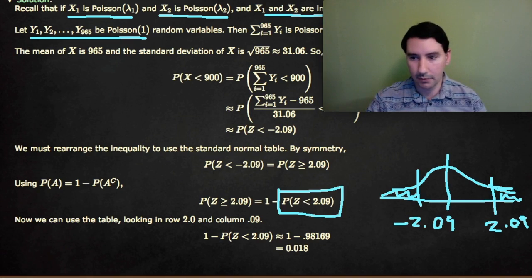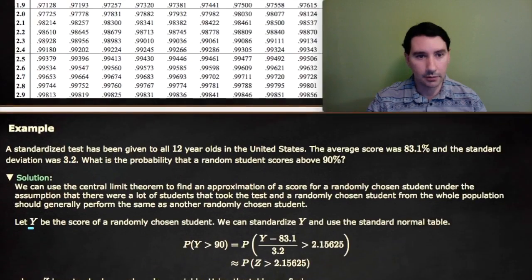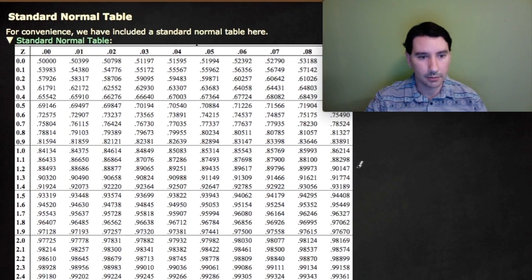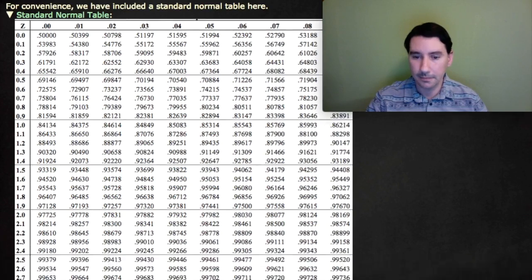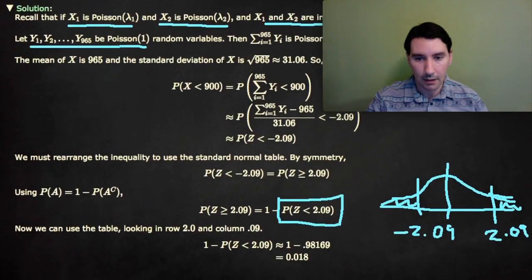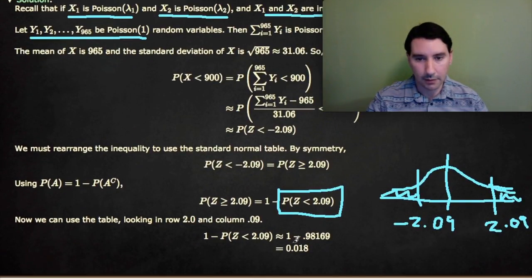And we can read the probability that it's less than 2.09 from the table. So let's go to the table and look for 2.09. So now we're looking at the row 2.0, and we're going to 9, so that's the last value. So that's 98.196. And we can plug that in, so we have 1 minus 0.98196 equals 0.018, or roughly a 1.8% chance.